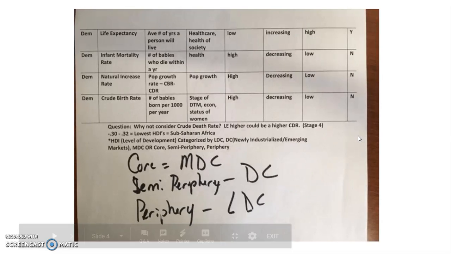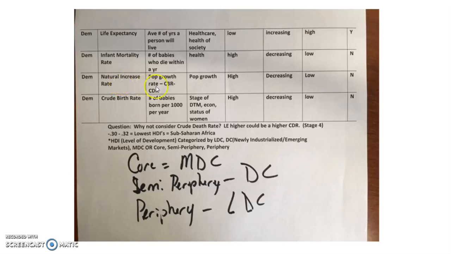And finally, here we are with the demographic. We have our life expectancy, which is the average number of years a person will live. This gives you the health of your society. This is low in an LDC, increasing in a DC, and high in an MDC. And yes, this is part of the HDI. You have your infant mortality rate, which is the number of babies who will die within a year of their life. This gives you the health of your maternity and paternity care, prenatal care. It's very high in an LDC like Afghanistan. It should be decreasing in a DC and low in an MDC.